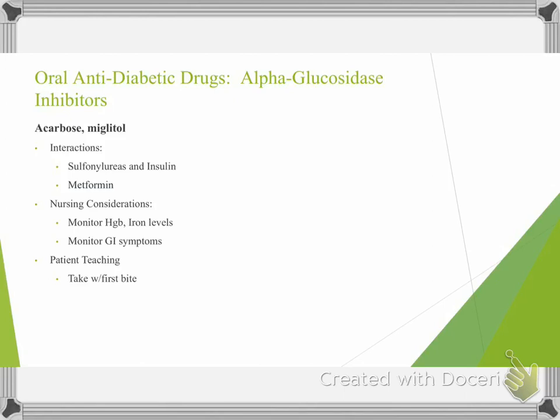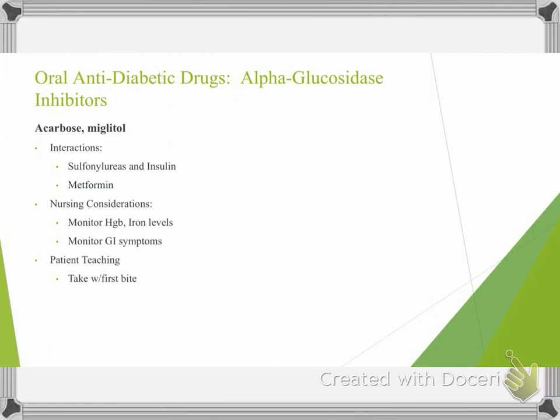Interactions: sulfonylureas and insulin will increase the risk of hypoglycemia. So we want to monitor glucose. Metformin can increase the GI issues and increase the risk of hypoglycemia. Nursing considerations: we want to monitor hemoglobin and iron levels because of the potential for anemia. So we're going to be checking for iron deficiency.